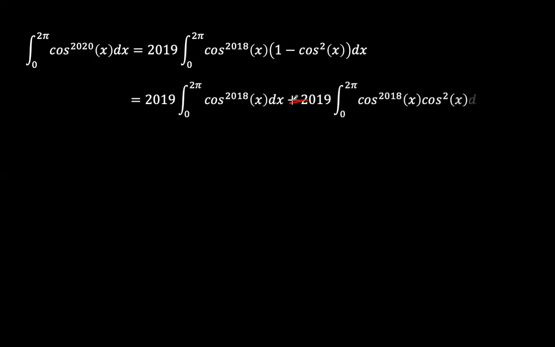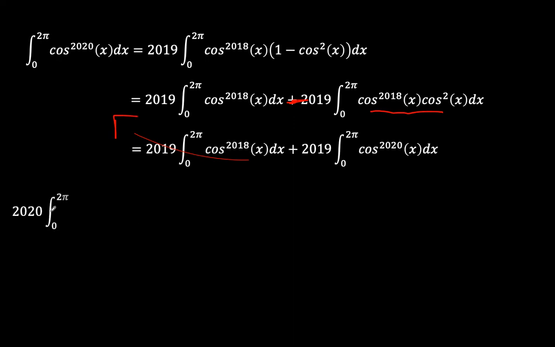Sorry, this is a negative. So we have the integral of 2019 times the integral of cosine 2018 x, minus 2019 times the integral of 2018 x times cosine squared x, which is the same as this. So we can take this entire process to the left-hand side.